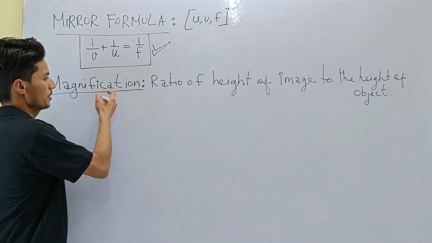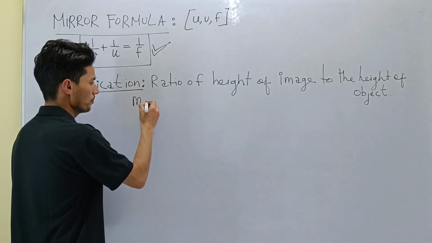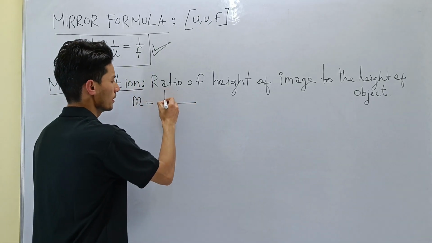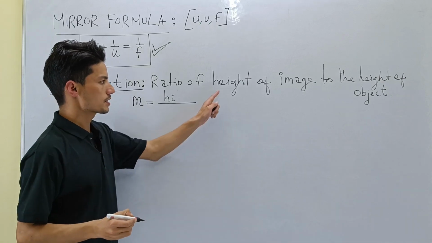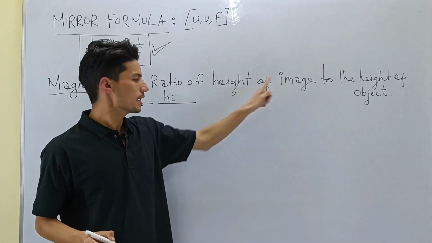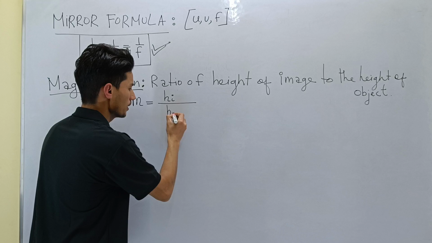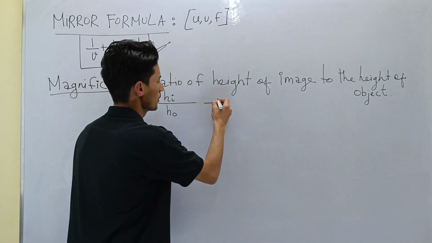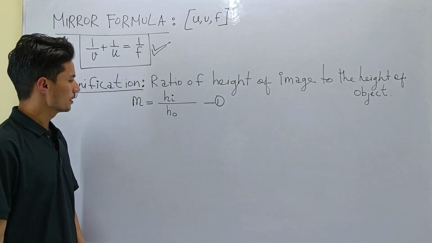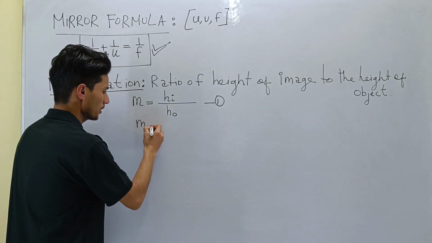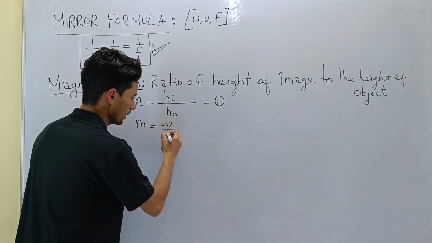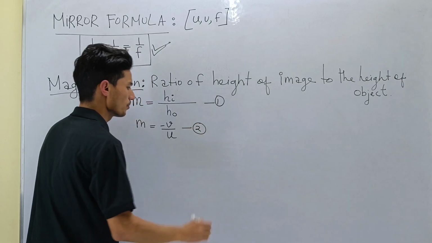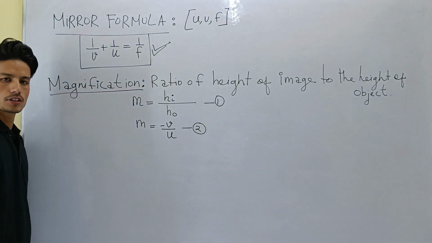Mathematically, how will we write magnification? You will write M, and ratio means division, so you will write HI because it's height of the image, and below you write HO. Okay, this is one formula for magnification. Let's make it equation 1. You have another formula for magnification. Magnification is also minus V by U. This is another formula for magnification. This is formula number 2. Make it equation 2.